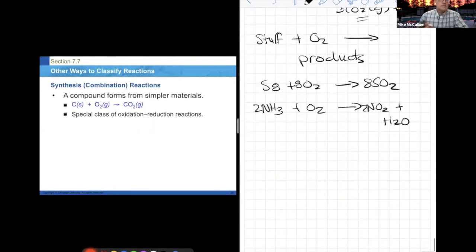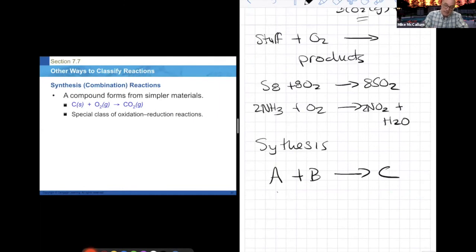There's another subclass of oxidation reactions, usually we call synthesis. The general form of the synthesis reaction is A plus B going to one thing C, right? Synthesis reaction, two things coming into one. Okay, an example is a combustion, right? This is still a combustion, right? Carbon plus oxygen gives us CO2.